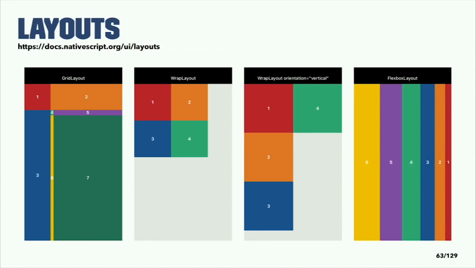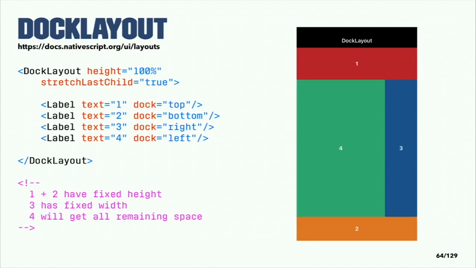You have the wrap layout, which just tries to fill up, and if there's not enough space anymore, it will continue on the next line. Or if you set orientation to vertical, it will go from top to bottom and then to the right. And flexbox layout, that's really awesome to use also. It's been there not that long, but it's a quite nice way to see that web technology moved on to native also. So I got two examples just to explain a little bit about it.